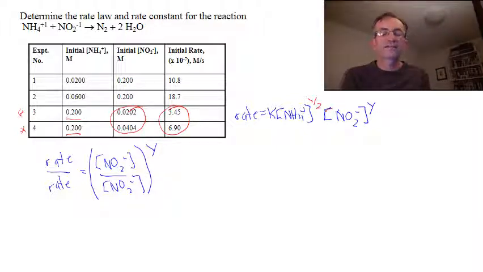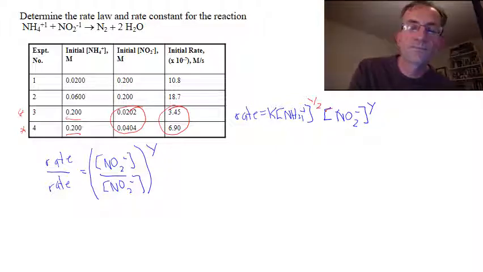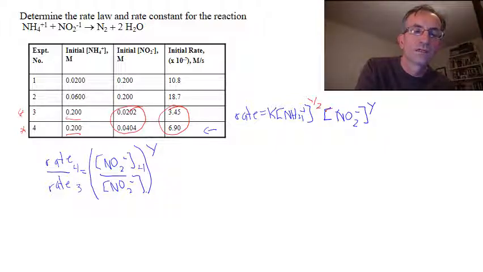Now the other thing we had to double check to make our math easier, we're going to put those values in, and to set up the ratio, always put the big numbers on top. So the big numbers are in experiment 4. That's where the concentration is higher than experiment 3, and that's also where the rate is higher. So it's going to be experiment 4 numbers over experiment 3 numbers.